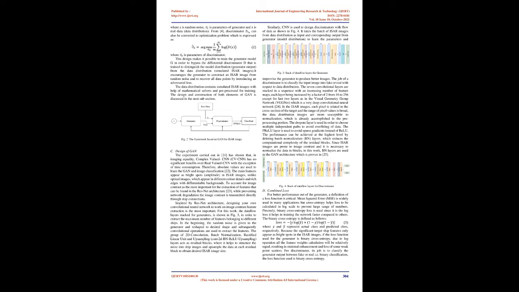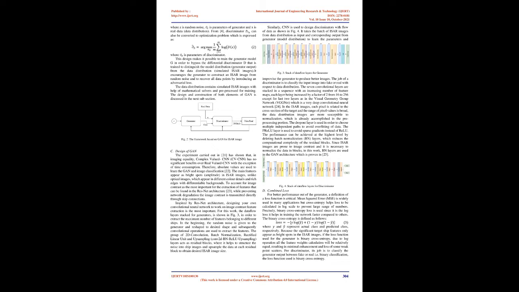This design makes it possible to train the generator model G in order to bypass the differential discriminator T that is trained to distinguish the model distribution, generator output, from the data distribution, simulated ISAR images. It encourages the generator to construct an ISAR image from random noise and to recover all data points by introducing an adversarial loss. Fig. 3, Stack of data flow layers for generator. The data distribution contains simulated ISAR images with help of mathematical solvers and pre-processed for training. The design and construction of both elements of GAN is discussed in the next subsection.